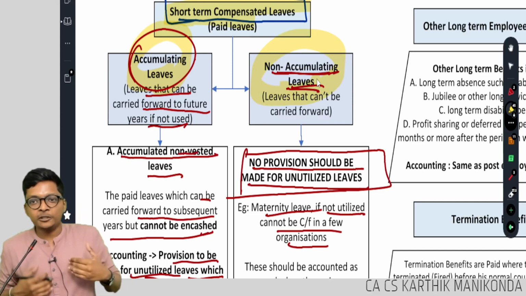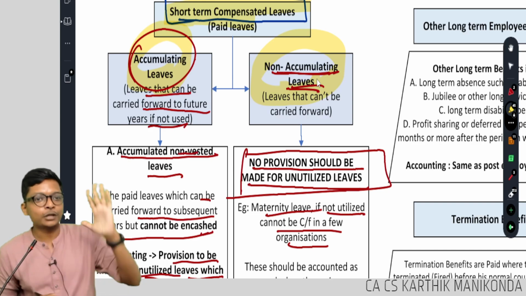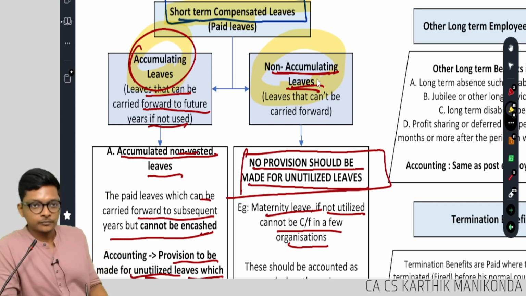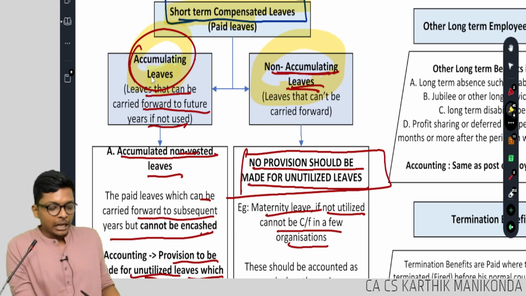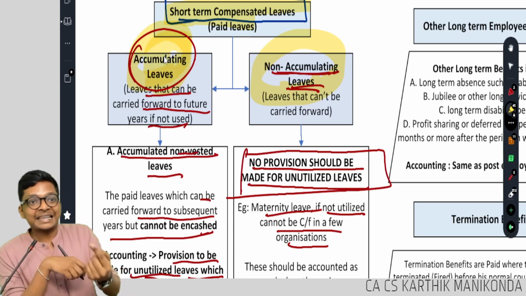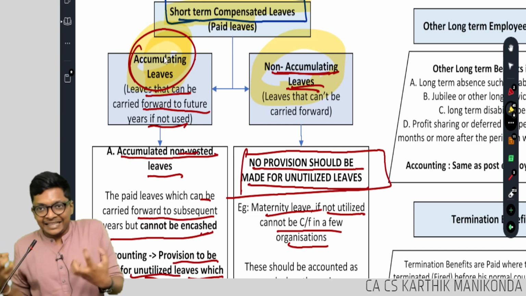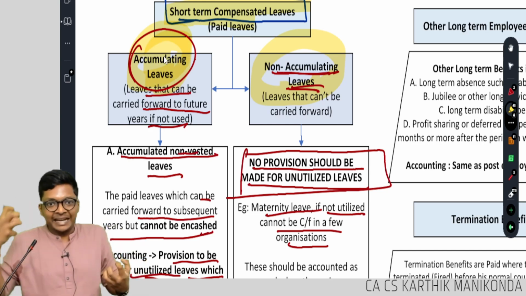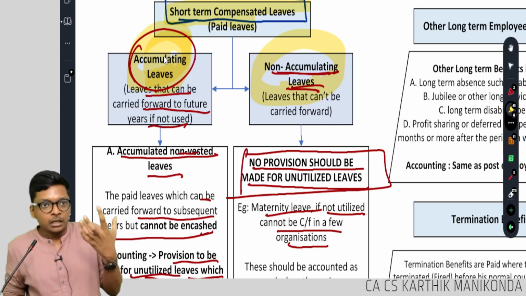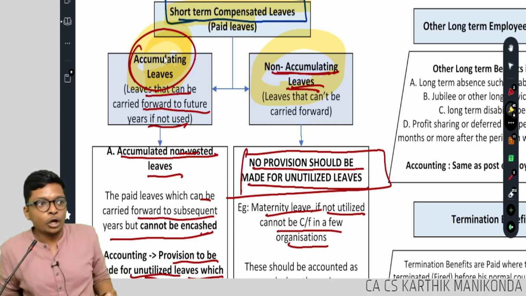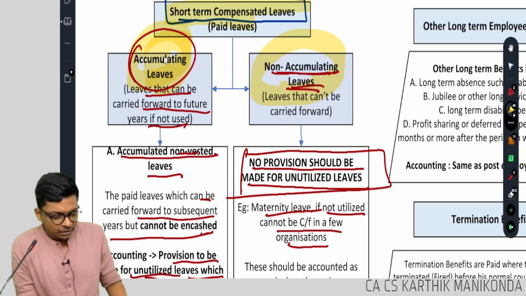You can't carry forward means what to do? Nothing to do. Don't account. They will not come in exam or may come. Okay. Accumulated means it can be carried forward. Encash, don't encash. Encash is called vested. Non-encash is called non-vested. If it's vested, simple.